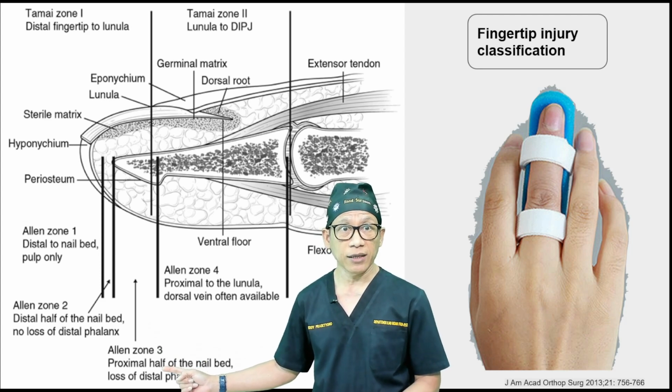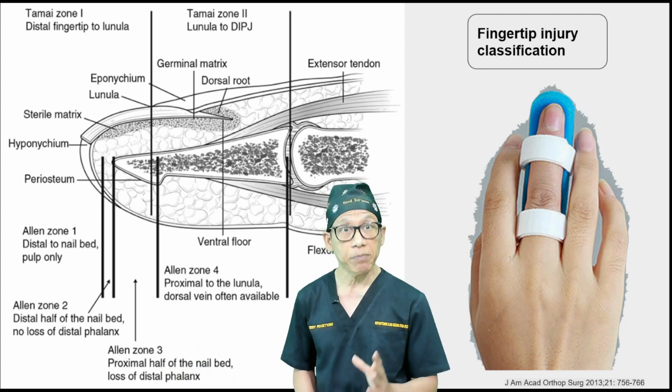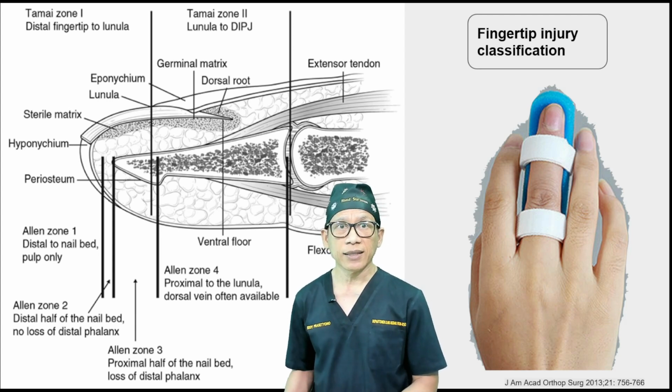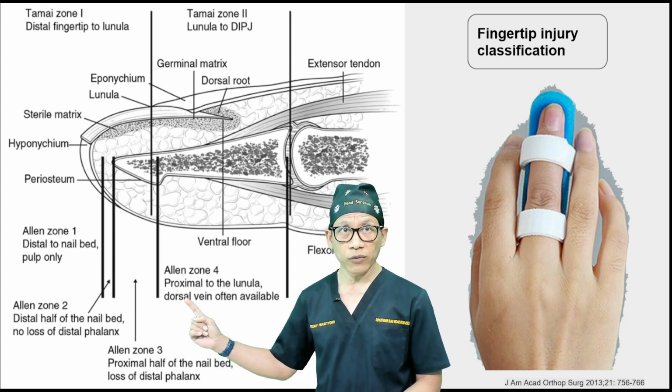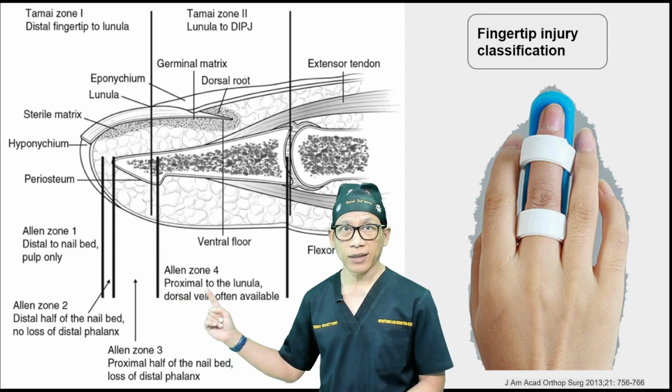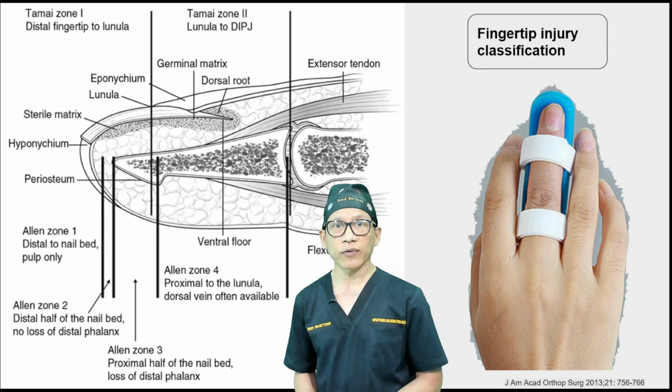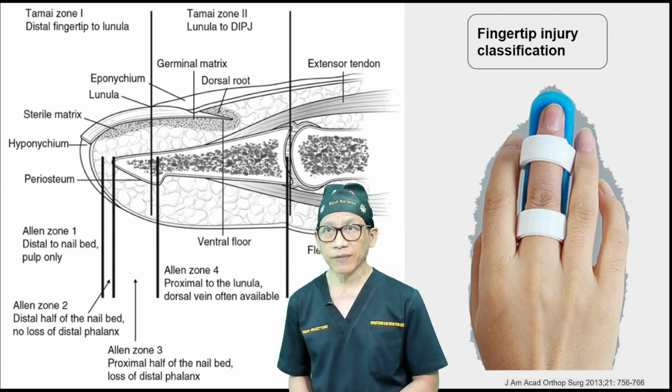So what about the Allen type 3 or zone 3? Now you could see it involves the proximal half of the nail bed and of course with loss of the distal phalanx. The Allen type 4 or zone 4 would involve more proximal, like this. It involves the area proximal to the lunula and also involves the dorsal vein, often available.